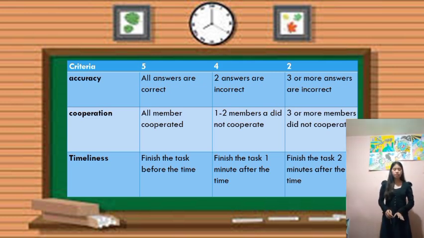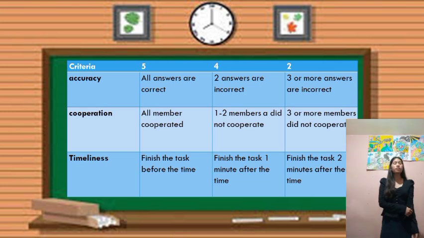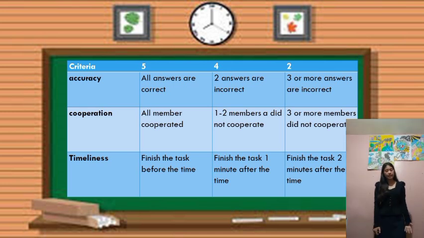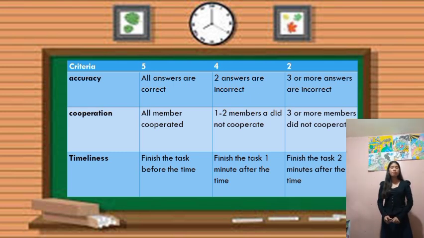Okay, 5. All your answers are correct, so I will give you 5. In cooperation, since I can see that all your members cooperated, I will give you 5. Then, in timeliness, you finished your task 2 minutes before the time, so I will give you 2. Okay? Still, congratulations, everyone. Let's clap. 1, 2, 3.